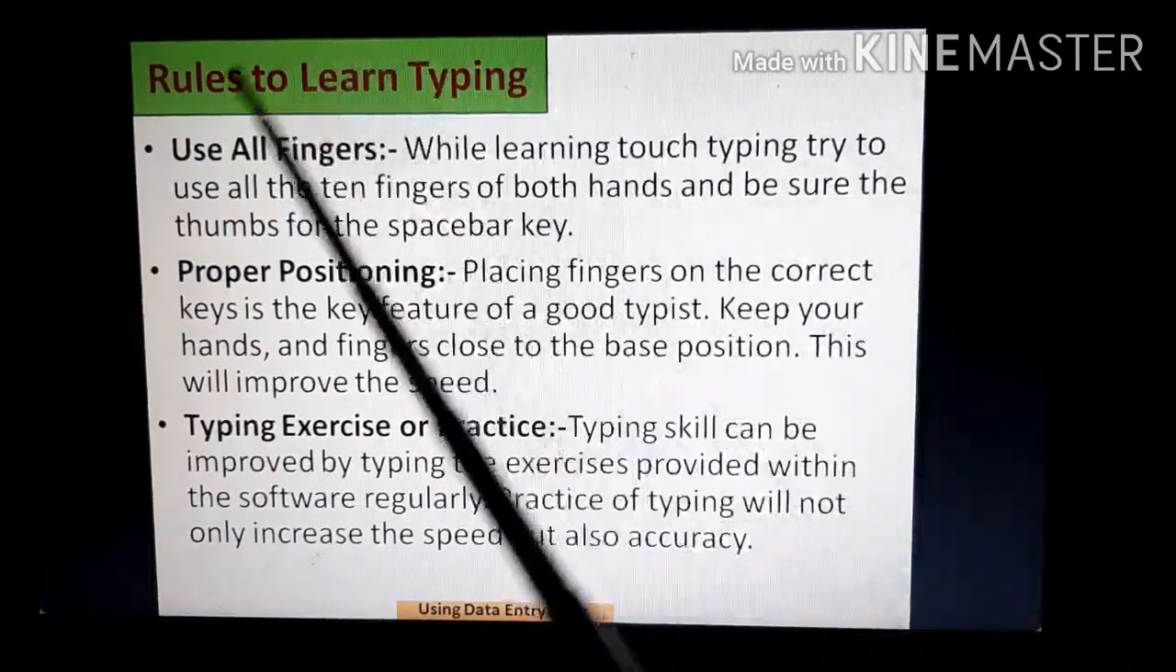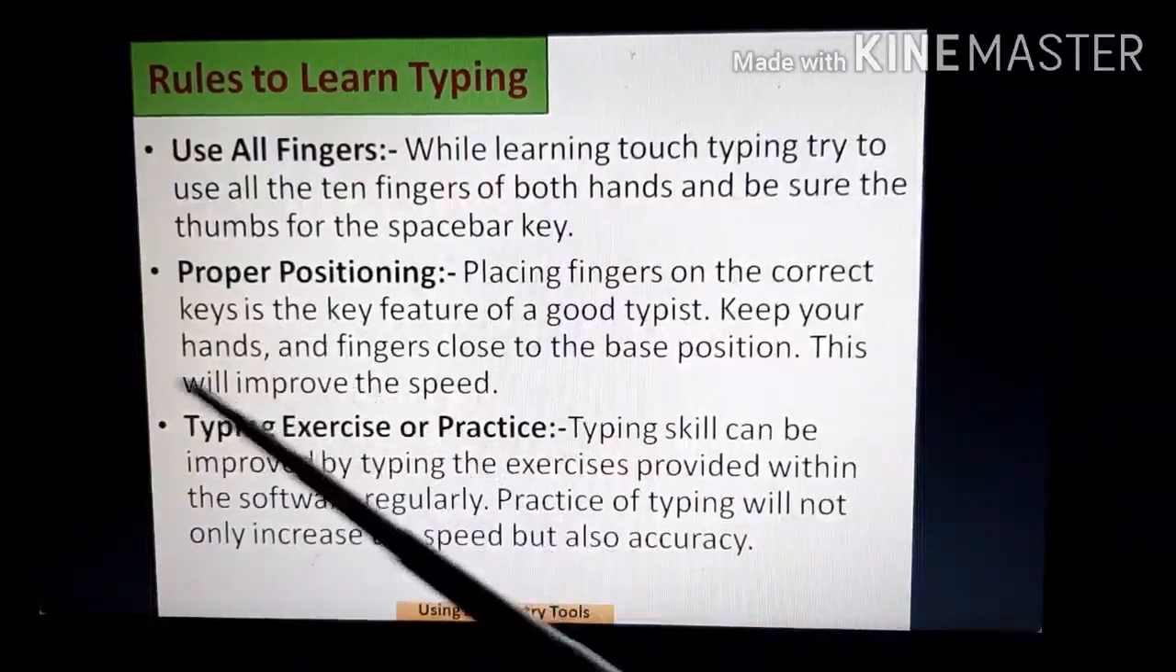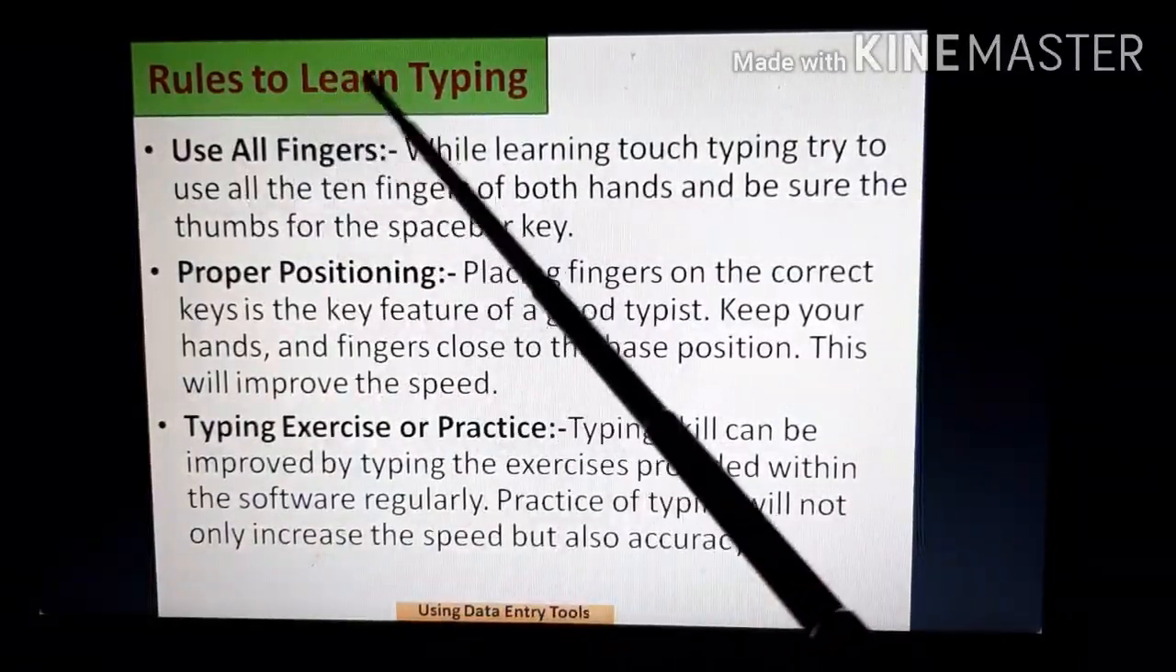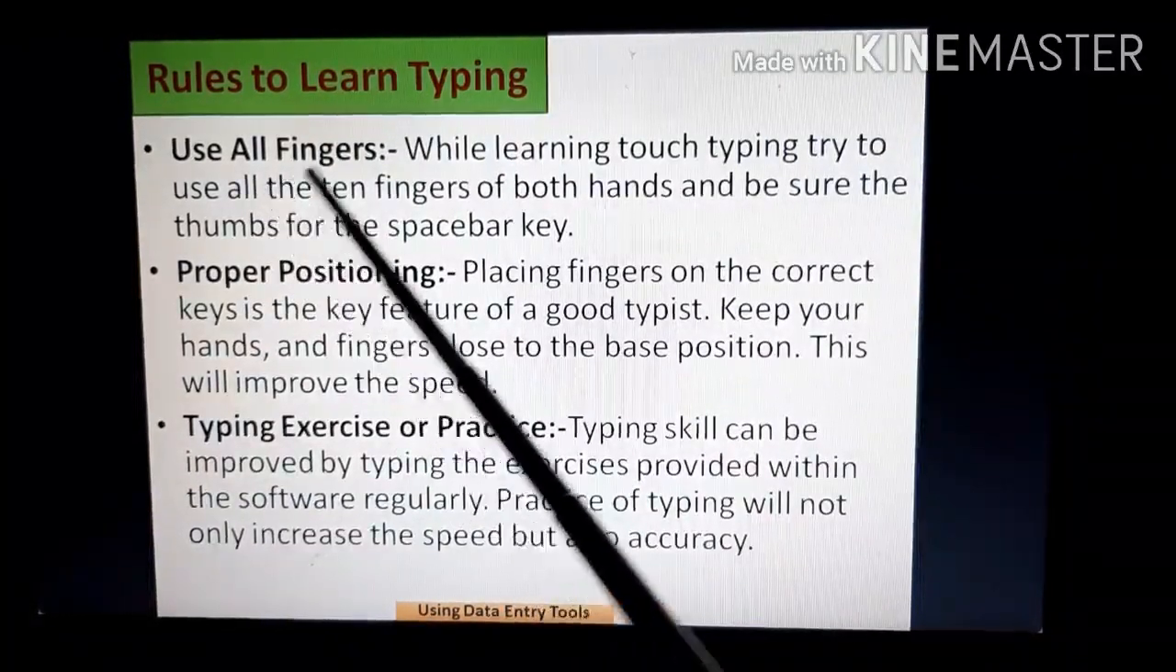So our next topic is rules to learn typing. There are four rules in this topic. So we will see the rules to learn typing. The first rule is use all fingers.